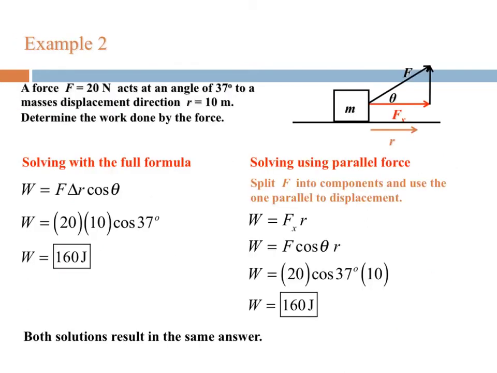This is another example of being able to solve work doing two different methods, either using the force that's already parallel to that displacement or using the angle between that force and the displacement. So I showed this in a previous slide. Here we have a force that's 20, a displacement of 10, and the angle between them would be 37 degrees. Or you can say that my force that's parallel to my displacement would be F cosine theta, and then my displacement would be 10, so I still get the same answer either way.